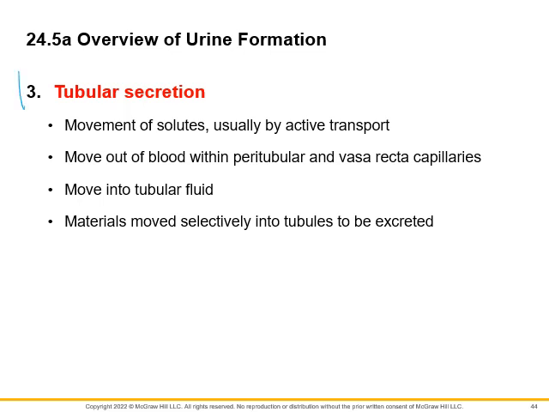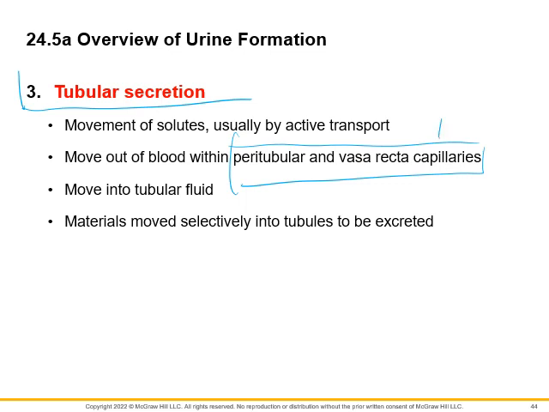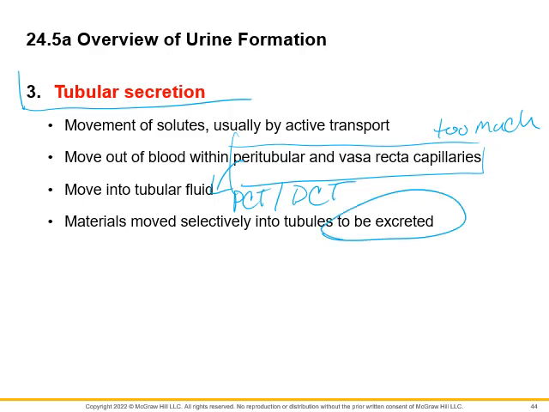So the third process that can happen is tubular secretion. If in the capillaries we have too much of an item, a solute, we can take it and put it into the tube system, PCT or DCT, and that will be excreted.